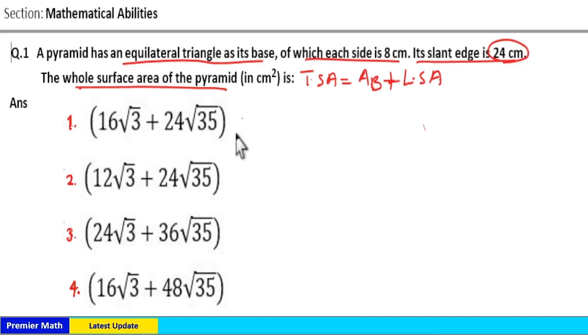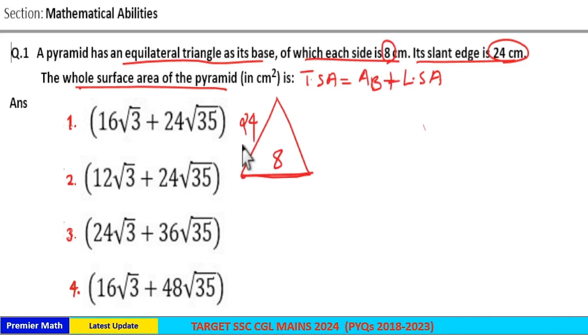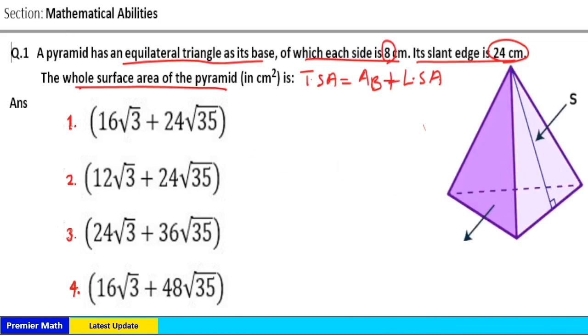Now here slant edge is 24 cm means take the lateral surface of the pyramid. Here lateral edge is 24 and here base is equal to the side of the equilateral triangle, which is 8. This is the pyramid. Slant edge means this lateral edge, which is 24, and the base of the pyramid is 8. If you take this full lateral triangle, we have 3 such triangles.